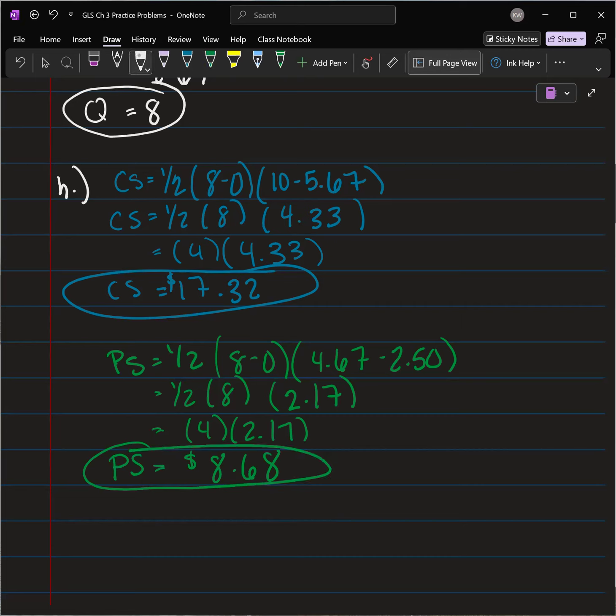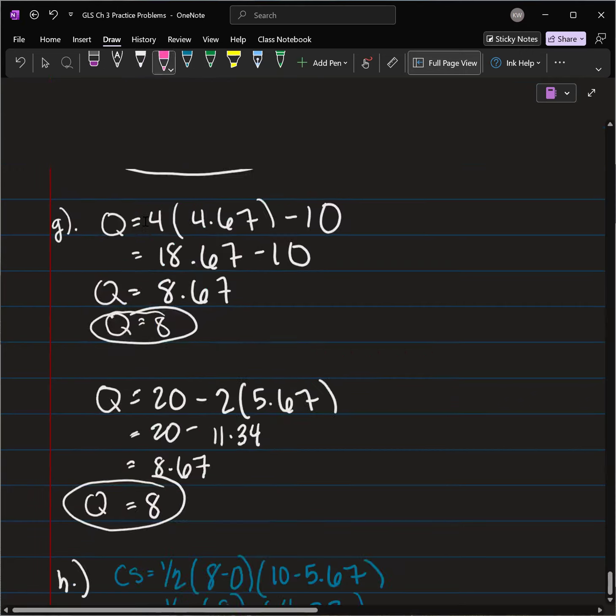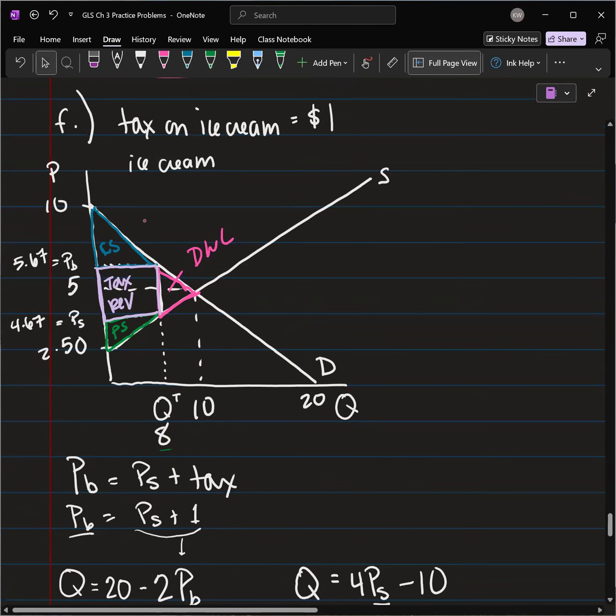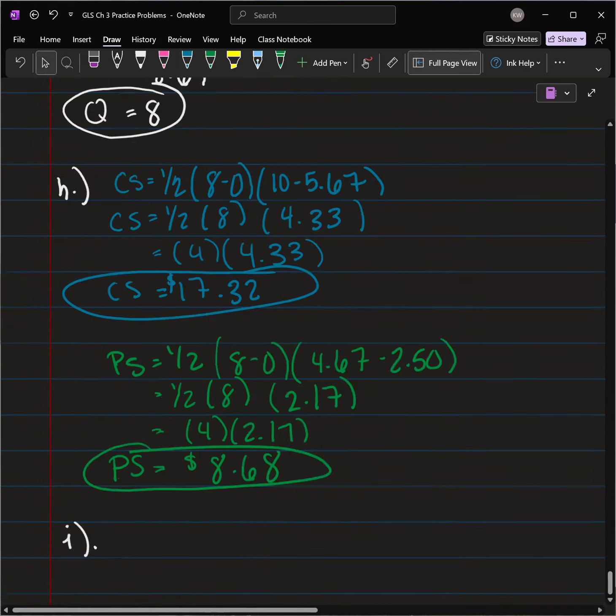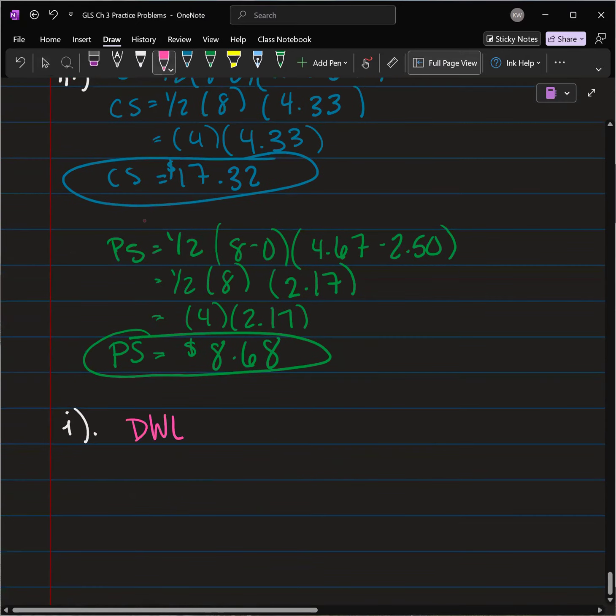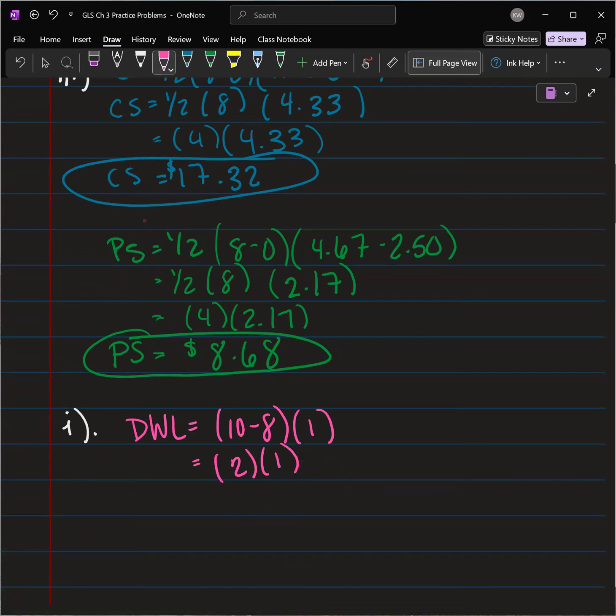Next, we want to find our deadweight loss. Deadweight loss, again, is that pink triangle. So we're just going to solve for the area of that triangle. So we'll have 1/2 times the base, which is the difference between what's traded in equilibrium and what's traded under the tax, times the size of the tax, which is $1. So we'll have deadweight loss equal to 1/2 times 10 minus 8 times $1. It's going to be 1/2 times 2 times 1, which is just $1.